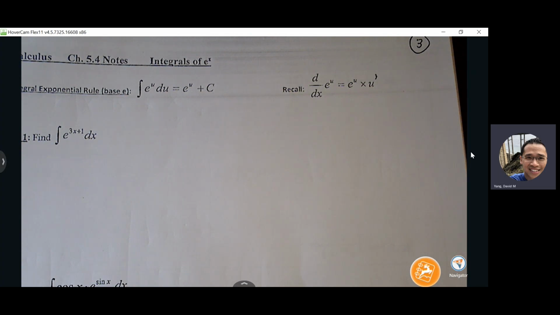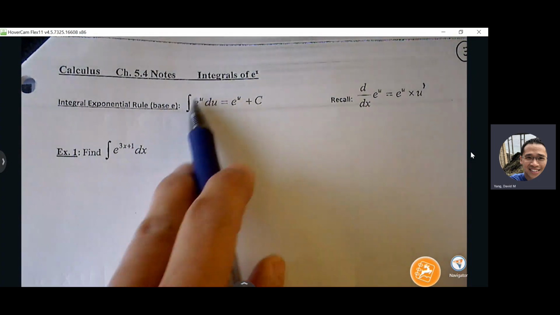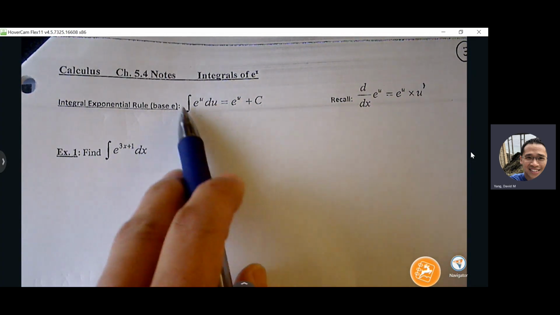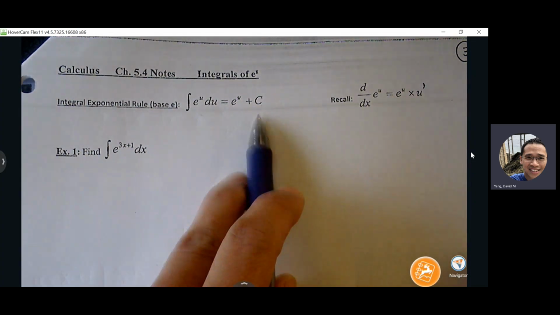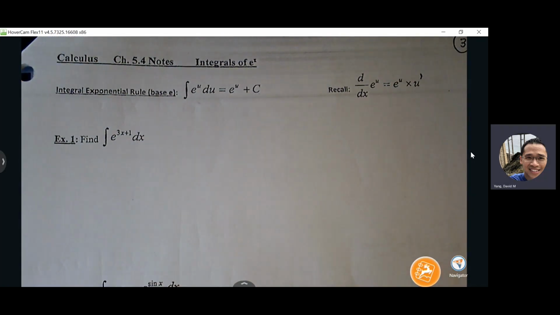The only complication is that if there is something more than just an x in your exponent, we got to go through u substitution and we have to worry about the leftovers. Okay, but here's the rule. The rule is integral of e to the u du. If I can get my problem to look exactly like this, I can have leftover coefficients, but I can't have any leftover variables. Then I can apply this integral rule, e to the u plus c. Okay, so number 1 says find integral of e to the 3x plus 1 dx.